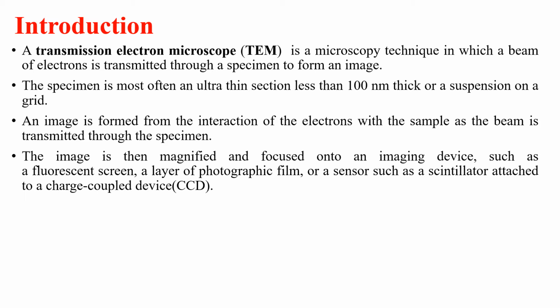And this image is then magnified and focused on an imaging device, such as a fluorescent screen, a layer of photographic film, or a sensor such as a scintillator attached to a CCD. So likewise you can get an image on the screen.